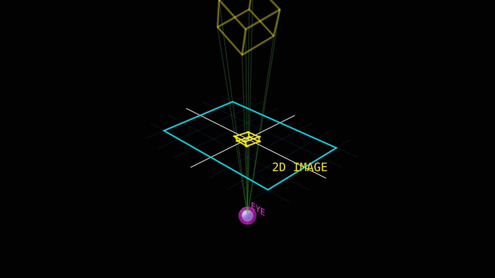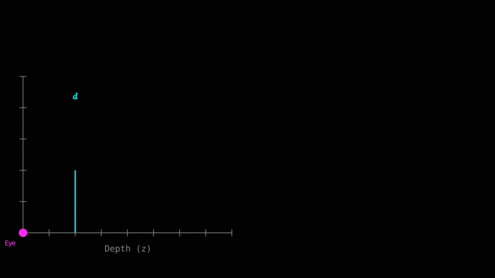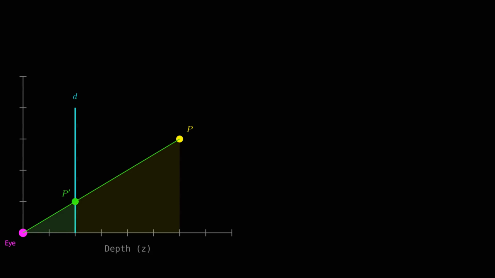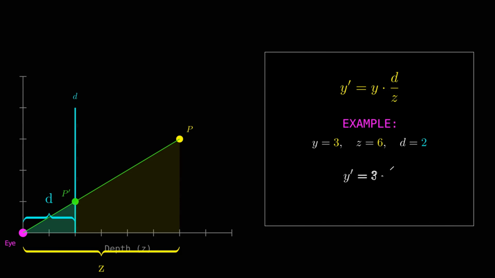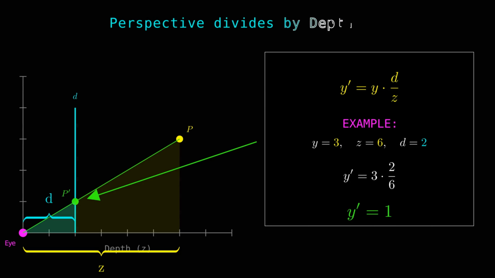To understand the math of perspective, we just need to look at it from the side. Notice how we form two similar triangles, a large one reaching the object and a smaller one stopping at the screen. Because their angles match, their ratios must be equal. The projection height divided by the focal length equals the real height divided by the depth. Rearranging this gives us the perspective formula. Let's test it. An object at height 3 and depth 6, with a screen distance of 2, mathematically projects to exactly 1. This simple division by depth is how we turn a 3D world into a 2D image.